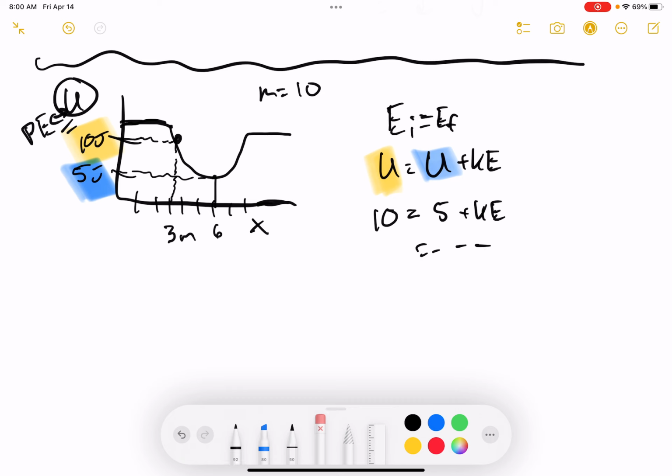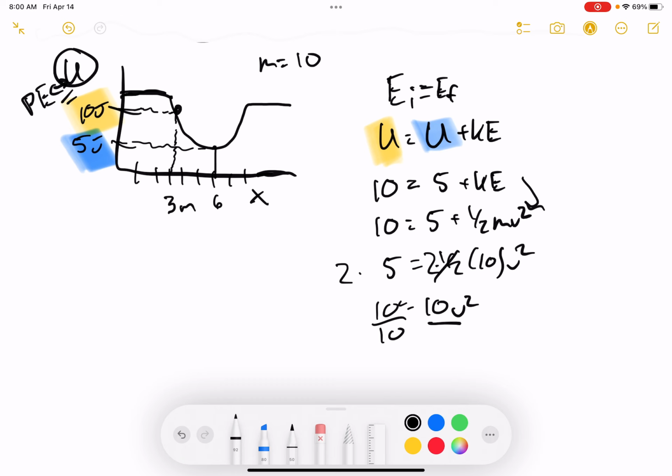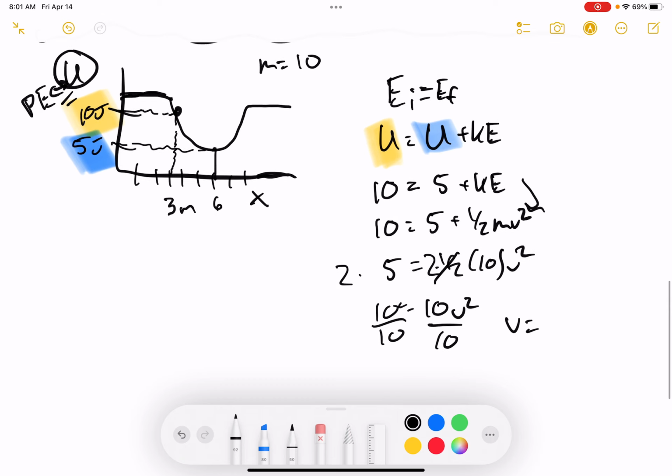I would actually probably not write out that first step. I would go ahead and go to the next step, 5 plus 1/2 mv squared. So just plug it in here and solve through this conservation of energy type question. So then I have 5 by subtracting 5, and then I have 1/2 times 10 v squared. So multiply by 2, this cancels. I have 10 equals 10 v squared. Divide both sides by 10, and I have v squared equals 1, so v equals 1 meter per second. And so that would give me the velocity at this 6 meter point.